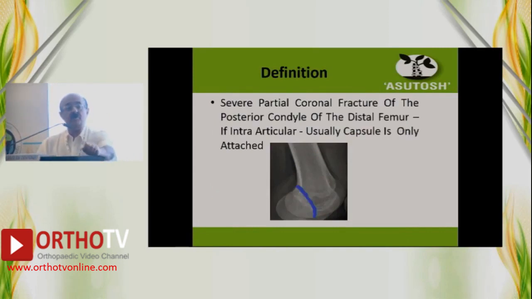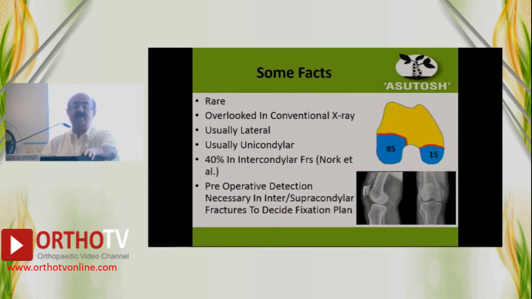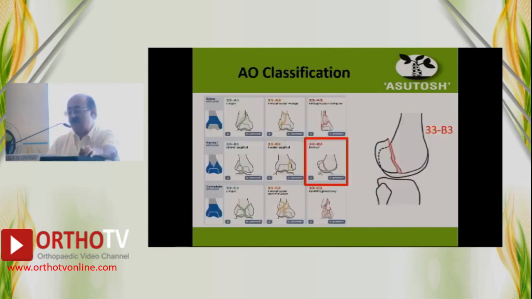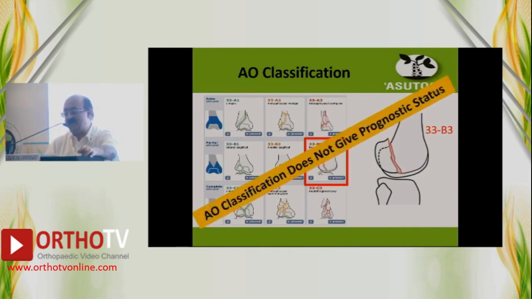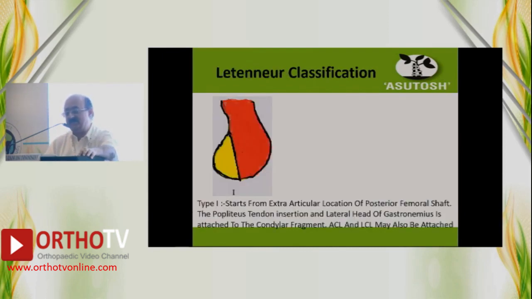This is a severe partial coronal fracture of the posterior condyle. And if it is very low, there is only a capsular attachment to it. The lateral side Hoffa is more common than the medial side, and they are usually unilateral. The AO classification says it is 33.2B3, but it doesn't help in any prognostic status.